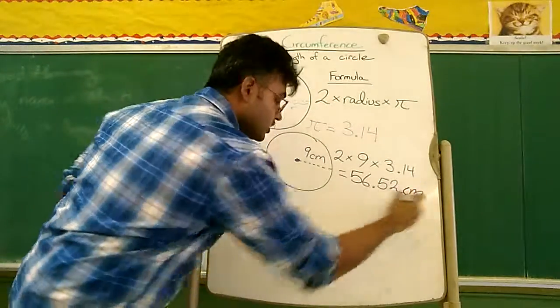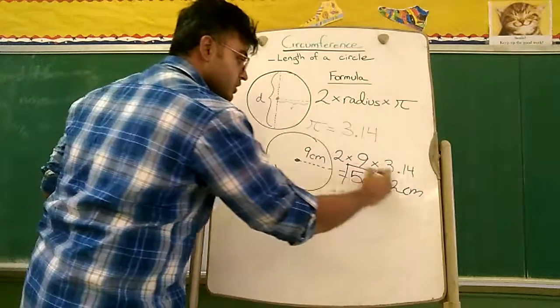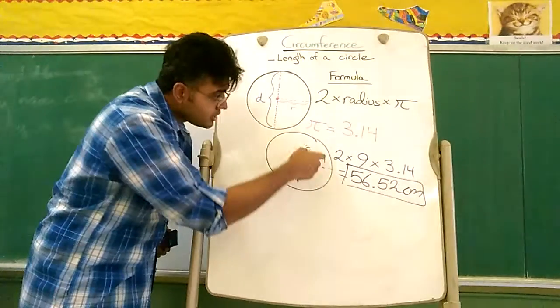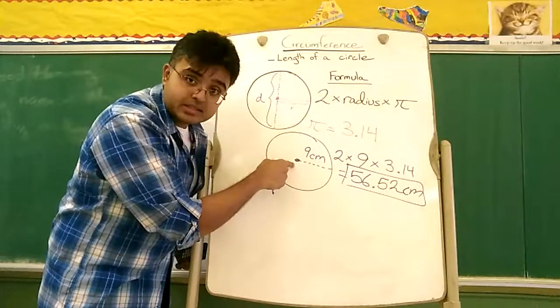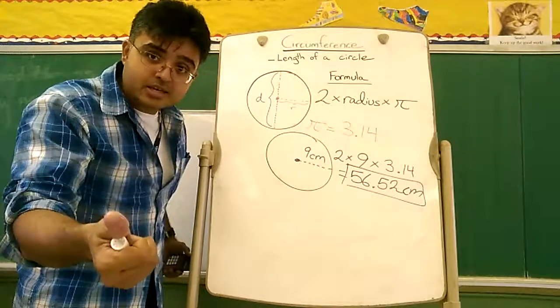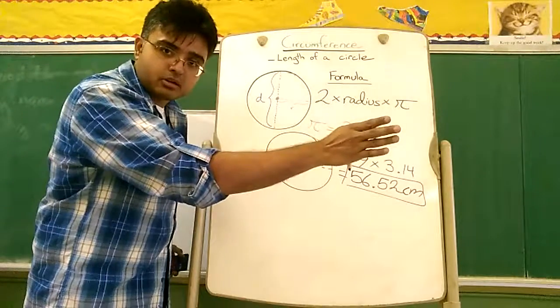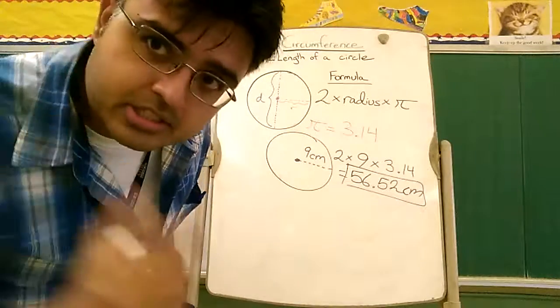Good. Don't ever forget the units. Very, very important. That is our answer. This is the length of this whole circle with the radius of 9 centimeters. That's all you have to do. Find the radius, plug it in, multiply it all out. Now, what if I give you a diameter? Let's see if we can use that.